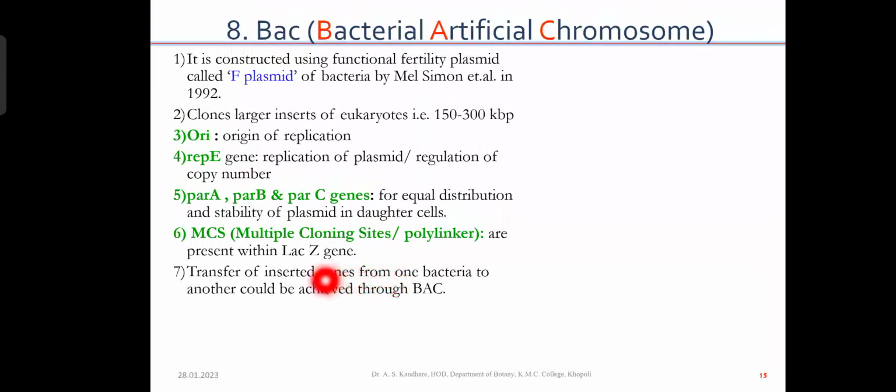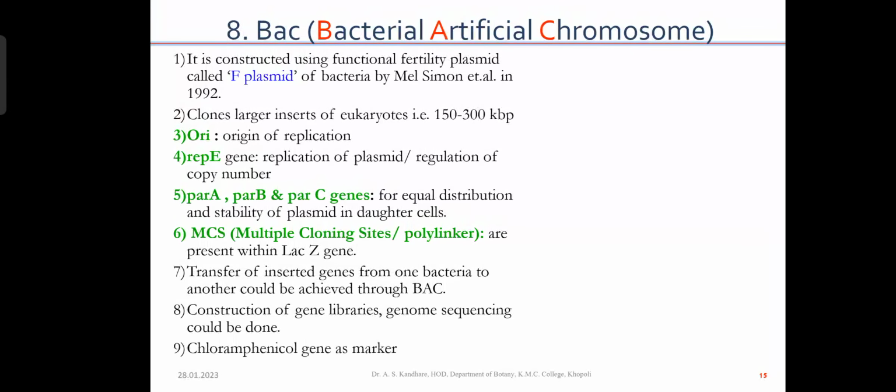तो बैक्टीरिया का कॉन्जुगेशन कैपेसिटी है which is related to fertility, is it. F प्लाज्मिड एक्टिविटी है and this activity has been harnessed in rDNA technology. Construction of gene library, genome sequencing could be done. तो ये बहुत काम की चीज़ है. अभी ये जीन सीक्वेंसिंग, जीन लाइब्रेरीज, isn't it, जीन मैपिंग, इसके लिए ये बैक यूज़ किया जाता है. So therefore it is very important. It has chloramphenicol gene as a marker. तो इसके अंदर chloramphenicol gene है that acts as a marker.